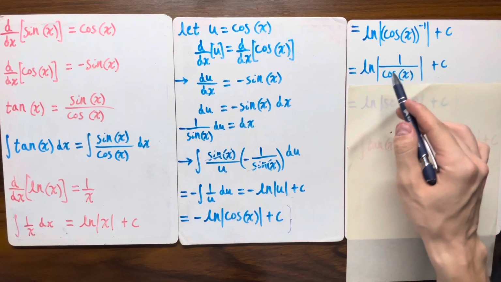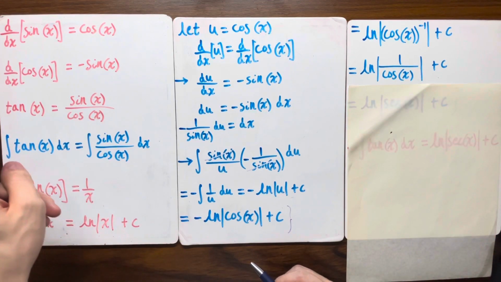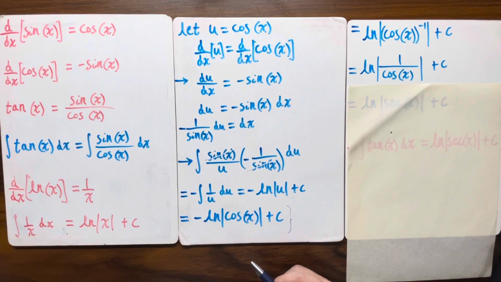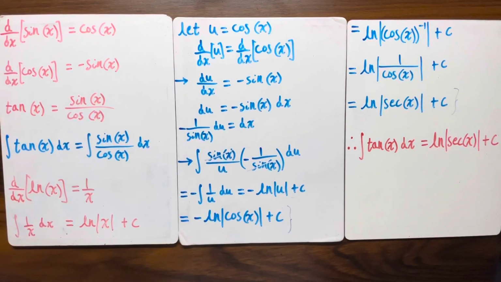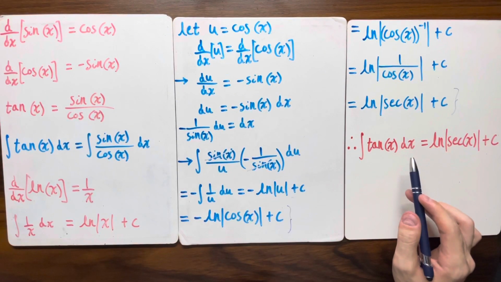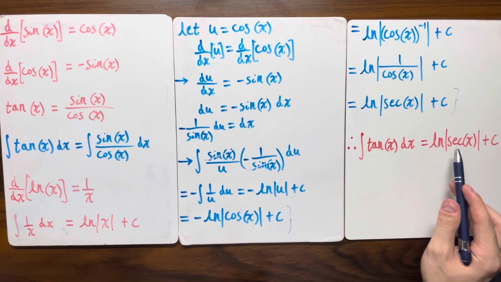But wait, what is 1 over cosine of x? 1 over cosine of x, well, that's secant of x. So we can just write it like this, ln of secant of x. So in general, we can say that the integral of tangent of x is equal to ln absolute value of secant of x.